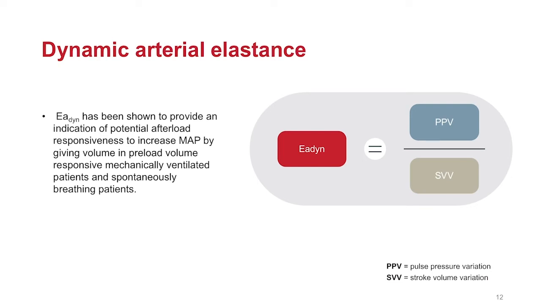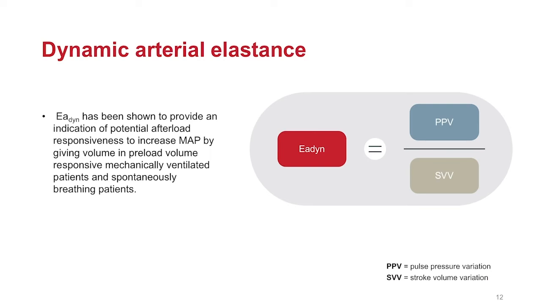Ea-dyn can be used to determine, in a preload responsive patient, that is where the SVV is raised at greater than 12%, whether this individual will increase their blood pressure to a fluid bolus. Ea-dyn defines the slope of the pressure-flow relationship, and knowledge of this can help us identify who will increase MAP to a fluid bolus.